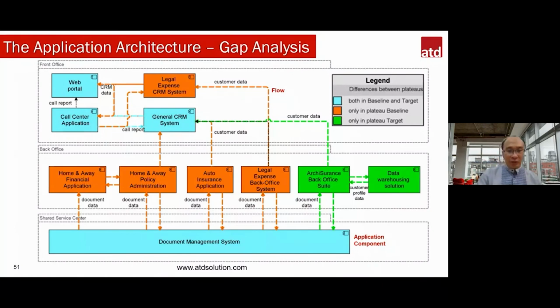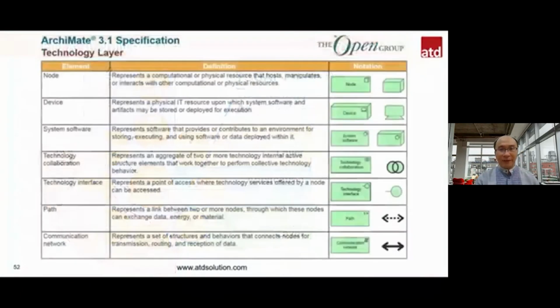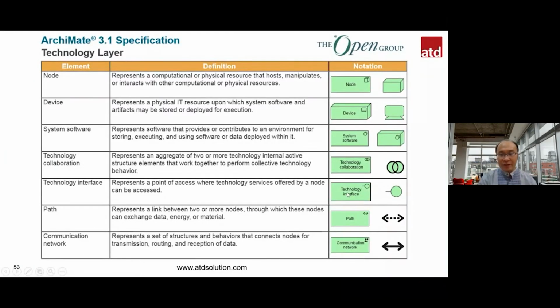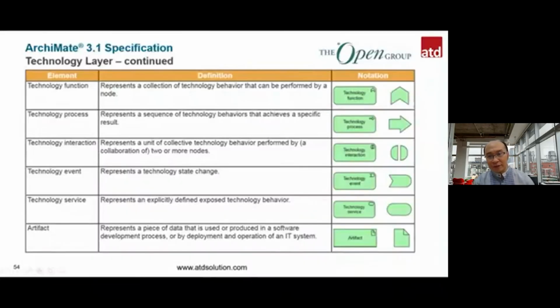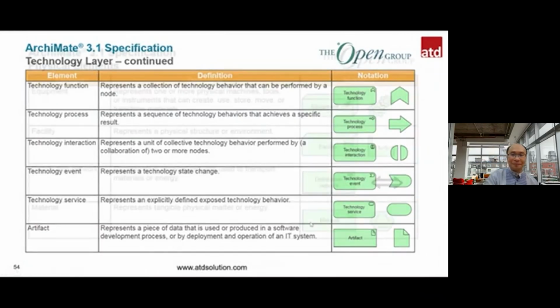The next one is on the technology layer, on the infrastructure part. So these are some of the building blocks used. There will be nodes, devices, system software, technology collaboration, technology interface, path, and communication network. And they also have technology function, technology process, technology interaction, technology event, technology service, and artifacts.